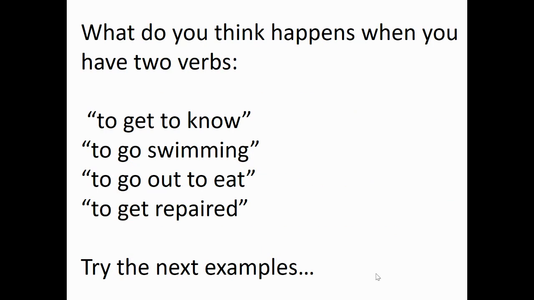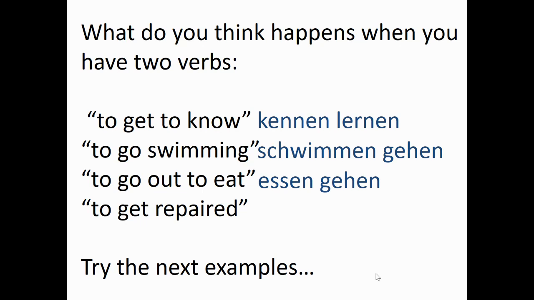What do you think happens when you have two verbs? To get to know, to go swimming, to go out to eat, to get repaired. Let's try the next examples. Let's take a look at the verbs that we have here. So we have kennenlernen, schwimmen gehen, essen gehen, reparieren lassen.